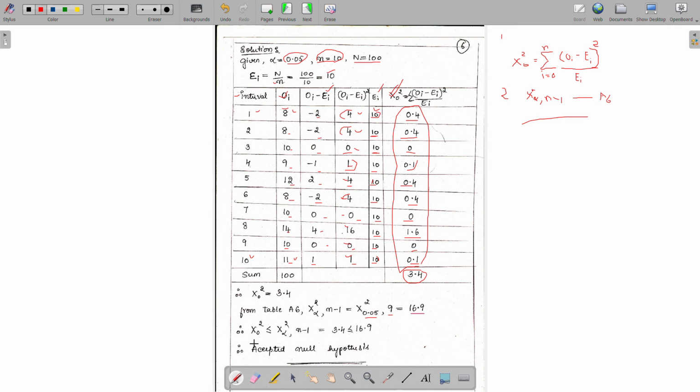Then check whether the random numbers are uniformly distributed or not. That is, x naught square should be less than or equal to x alpha comma n minus 1. So the chi-square value we got is 3.4. The critical value we got is 16.9. So 3.4 is less than 16.9. Therefore, the random numbers are uniformly distributed and accepted. This is the problem.